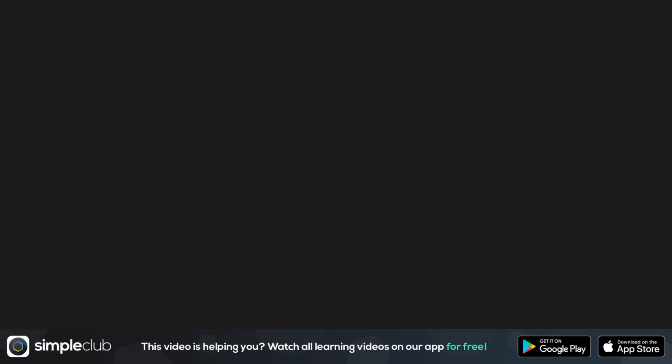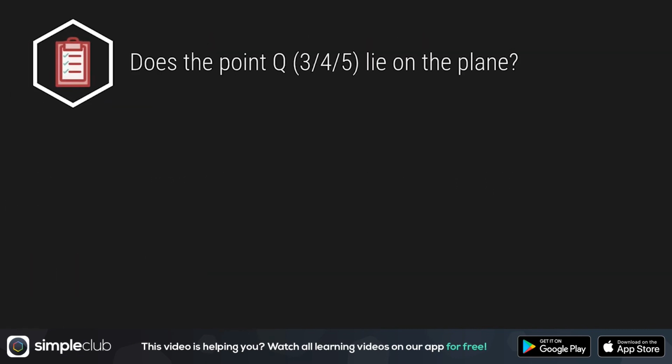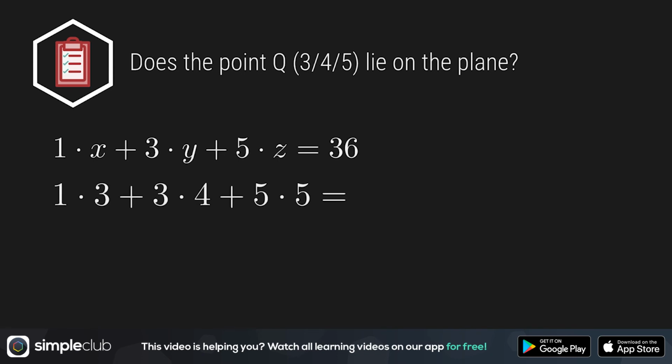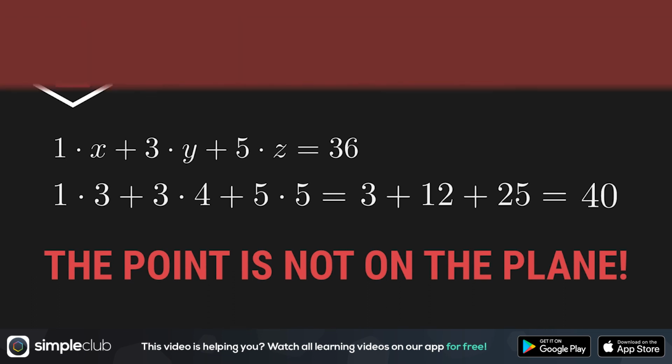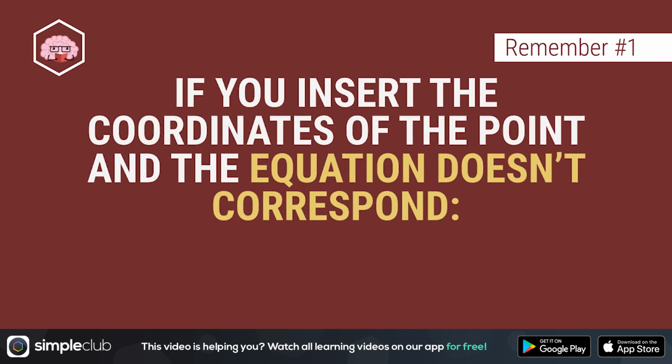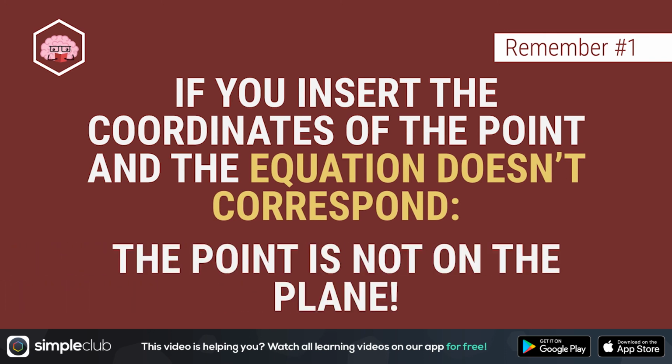We want to test, does the point 3, 4, 5 lie on the plane? Easy peasy. First of all, let's grab our Cartesian form. We put x equal to 3, y to 4, and 5 for z. That gives 3 plus 12 plus 25. Bummer. Not 36, I'm afraid. The equation doesn't agree. So, the point isn't on the plane. Just make sure you remember, if you substitute in the coordinates of the point and the result isn't the same as the value on the right-hand side, then it isn't on the plane.